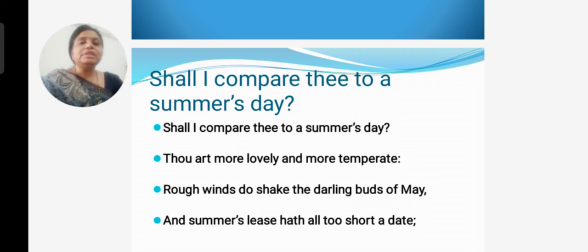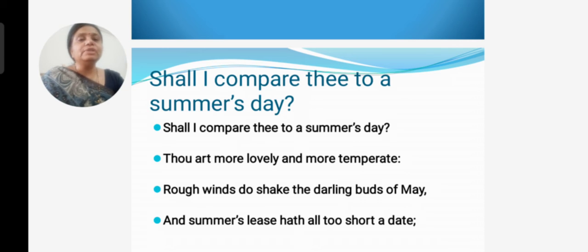So this poem is dedicated to the fair youth, and he asks himself, shall I compare thee to a summer's day? Thee here means you. So there is a rhetoric question over here. And what is a rhetoric question? When we ask a question and we don't expect an answer from somebody else and we ourselves answer the question. So there is a rhetoric question when he says, "Shall I compare you to a summer's day?"